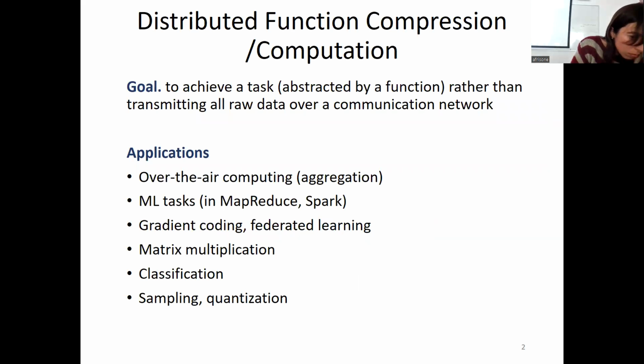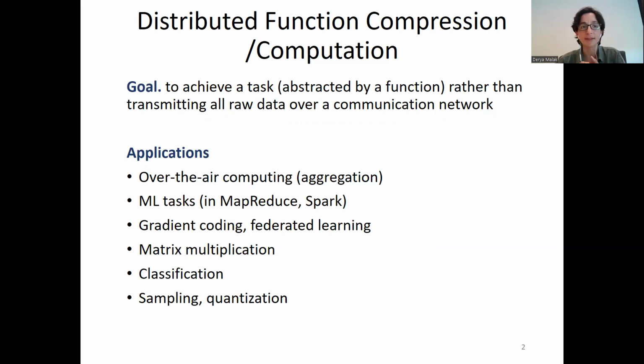So this problem of distributed function computation or distributed compression over networks is motivated by achieving a task over a communication network. Instead of transmitting all the data from all the information sources to a receiver or set of receivers, we want to just send as much data as is needed to be able to achieve a task, which we can model by a function.